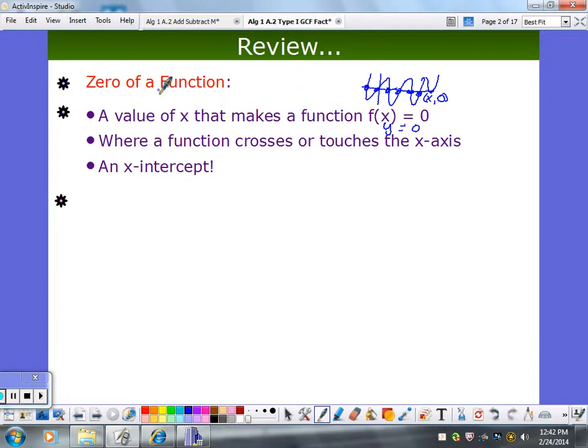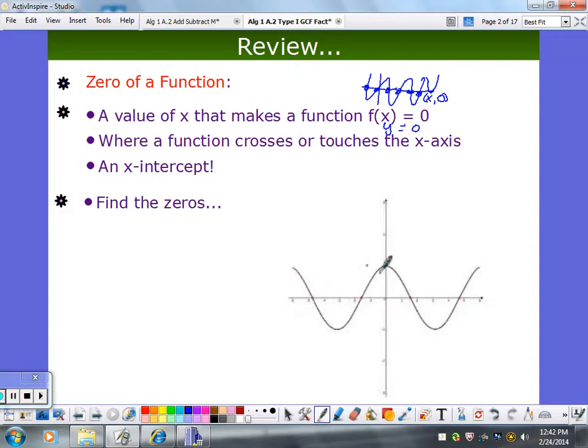A lot of us were forgetting it, and I did see several questions on the benchmark with that. It's an x-intercept, right? We just got to remember that. So when you have something like this, 0, 0, 0, 0, it's very easy to see when you're looking at a graph. Finding it algebraically is something else.